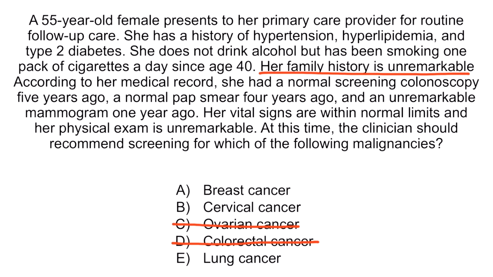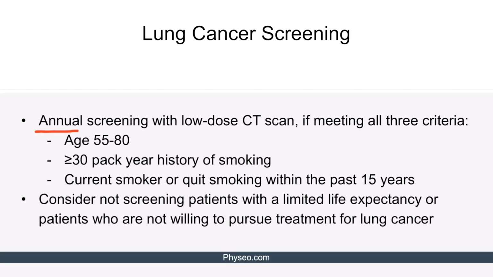Now lastly, option E, lung cancer, is incorrect because the patient doesn't quite meet all the criteria for screening. Recall from this slide that annual screening for lung cancer with a low-dose CT scan is indicated in patients who meet all 3 of the following criteria: age 55 to 80, 30-pack year history of smoking or greater, and the patient is a current smoker or quit smoking within the past 15 years. So even though our patient is 55 and a current smoker, she's been smoking a pack a day only for about 15 years, meaning that she has a 15-pack year smoking history.